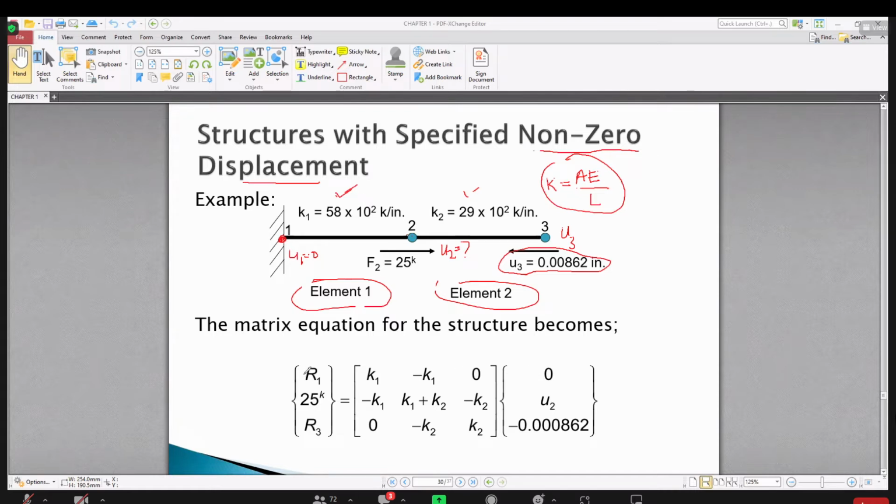So if you set up the matrix equation, you have to expect a 3 by 3. So in this case, 0 ang atong U1, ang U2 nato is unknown, ang U3 nato is given siya. So ibutang lang nimo diha. It is negative because it is going to the left. Okay, so as simple as that. So that is if you encounter a problem where one of the displacements is known.